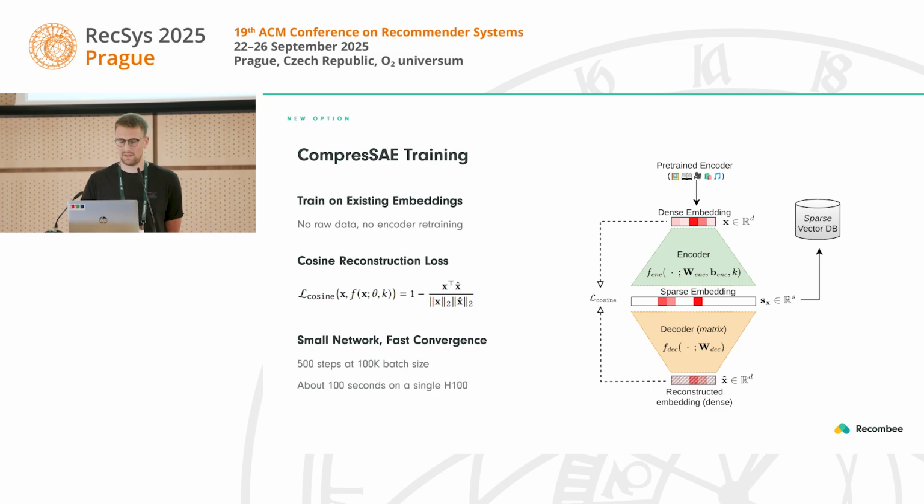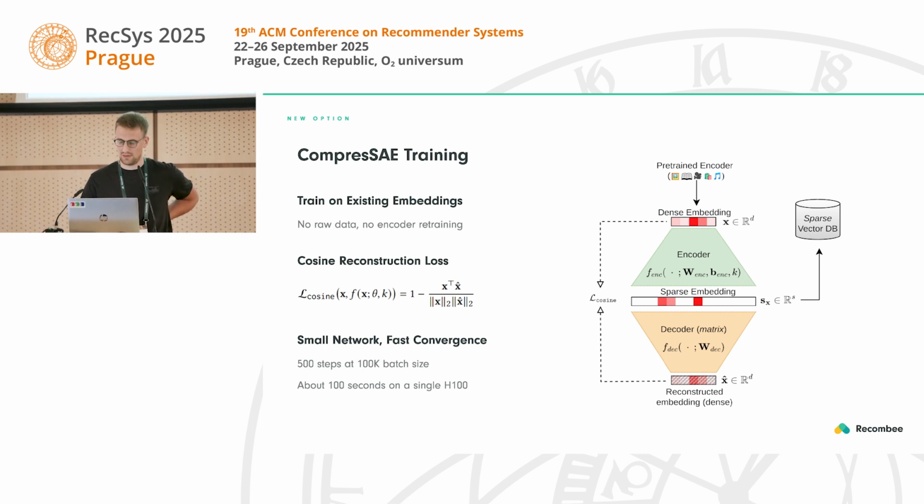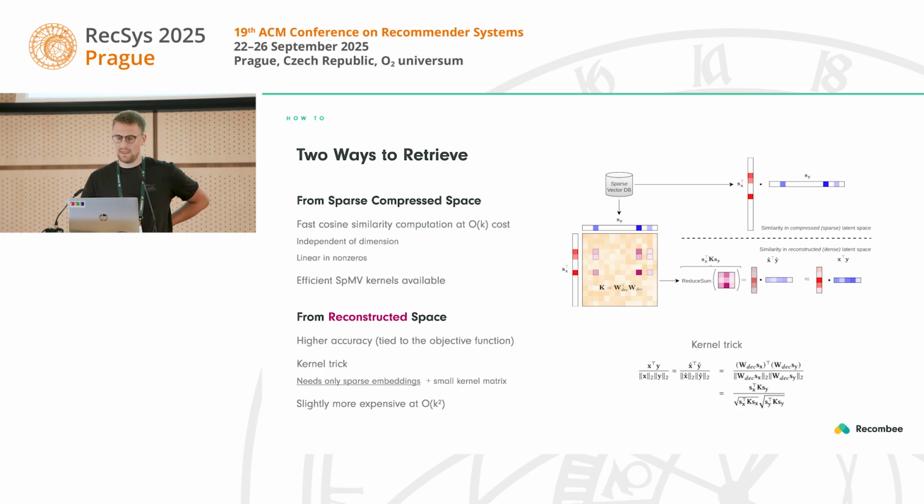This network is very fast to train, since it's a very shallow, linear, very small neural network, and it converges very fast to a high quality approximation of the original input embeddings. The way that we form the network by using a linear bias-free decoder allows us to develop two different ways of retrieval from the sparse database.